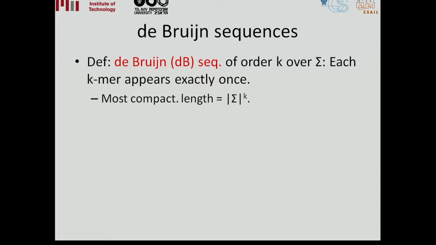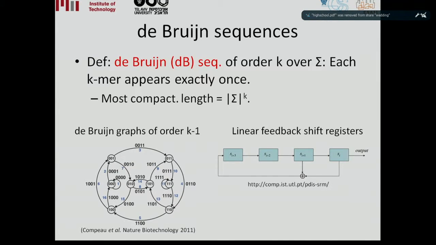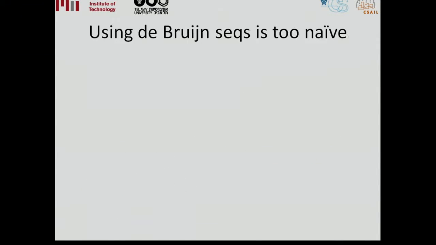Now, the tool that we are using is the de Bruijn sequences. So just a reminder of the definition. The de Bruijn sequence of order k over alphabet sigma is a sequence where each k-mer appears exactly once. And this is, of course, the most compact representation, and the length will be the size of the alphabet to the power of k. And it's a very well-established field, especially now that it has also become highly popular in next-generation sequence analysis. And one of the ways to generate such sequences is using linear feedback shift registers.